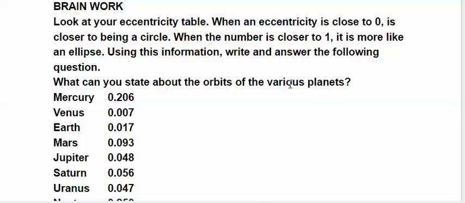When you look at your eccentricity table, this is what you found for your ellipses. You might want to look at your picture too, so you can look at the colors and those things. When an eccentricity is close to 0, so it's a really small number, that means it's close to being a circle. When the number is closer to 1, it's more of an ellipse. It's more spread out on the ends. Using this information, write and answer the following question. What can you state about the orbits of the various planets?